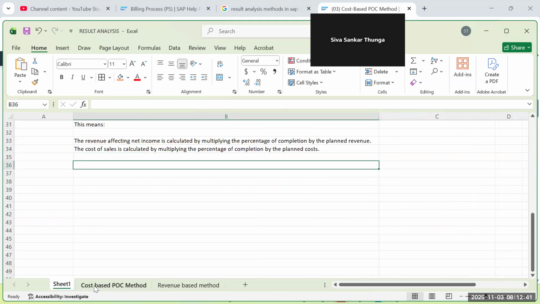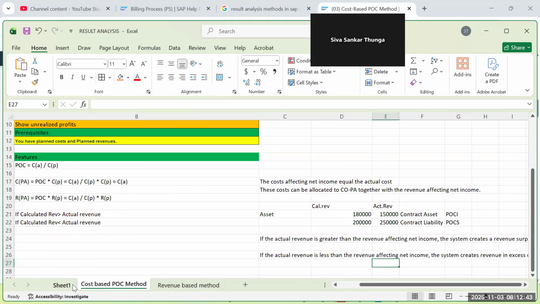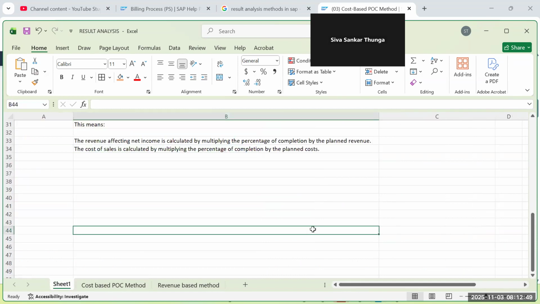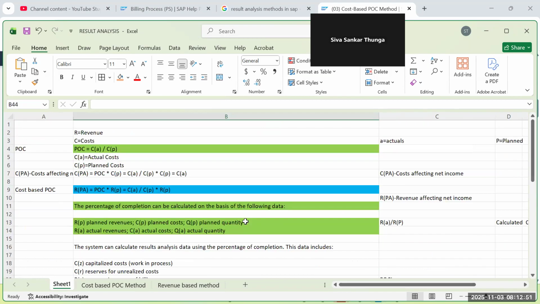I will share this Excel also. Go through this, read this. Concentrate only on this cost based POC method. Then maybe we will continue in the evening with the execution of this. And I will ask every one of you all these formulas and what is the basis for this. In the evening, for 10 minutes, I will do that only.